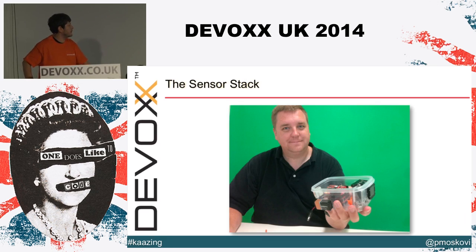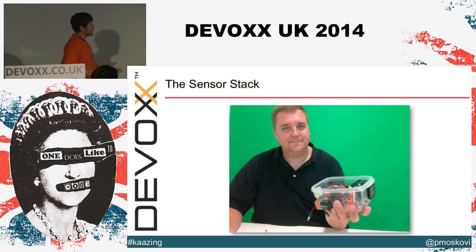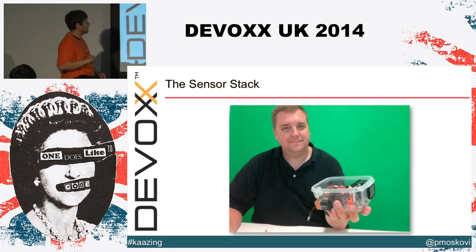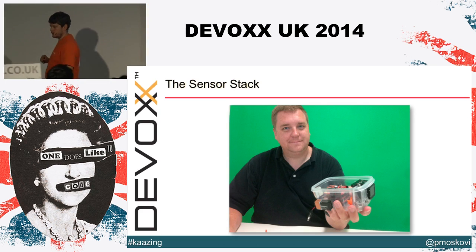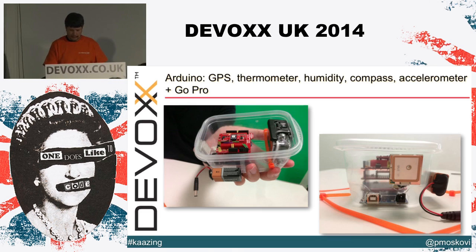So here we are sitting in our green room. For whatever reason, we have a room that's painted green in the office with this little box. It's like a food container that contains the stack of our sensors. And you can see there is a 9-volt battery that powers the whole thing. On the right-hand side, you see the GoPro camera. On the left-hand side, you see the stack of these sensors.